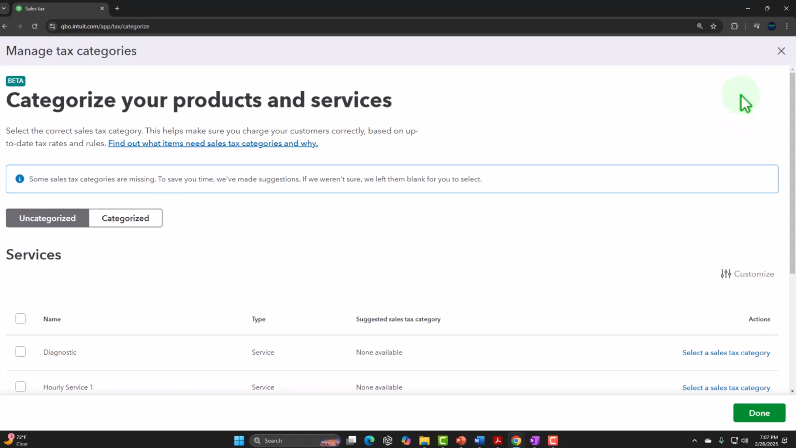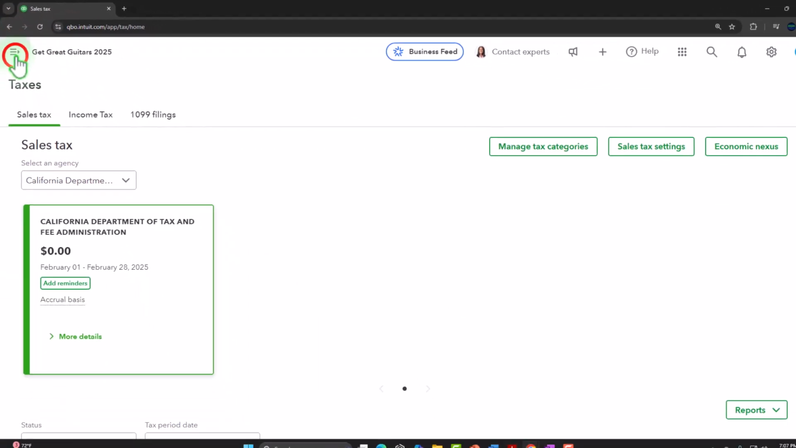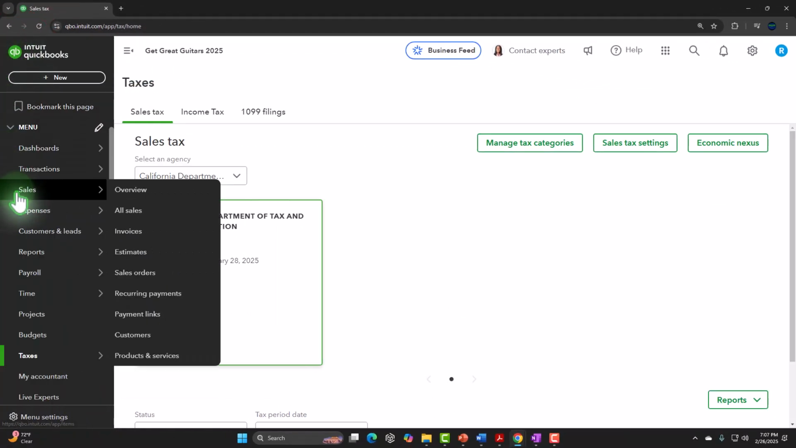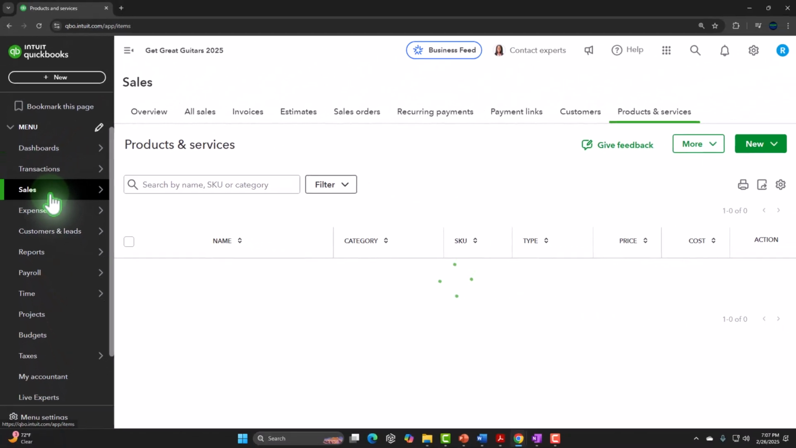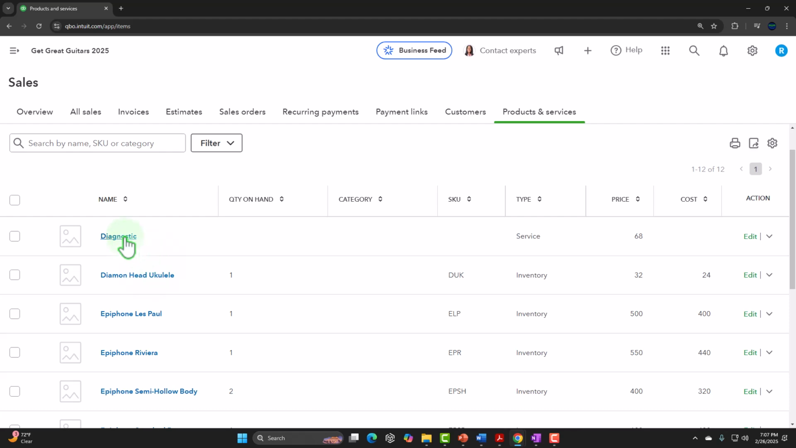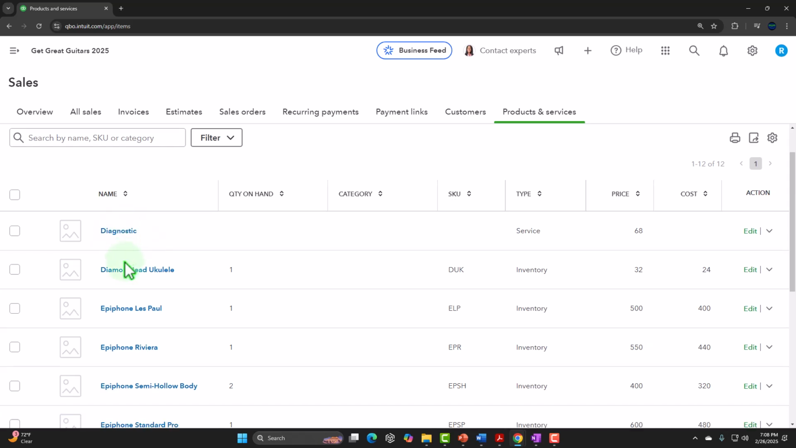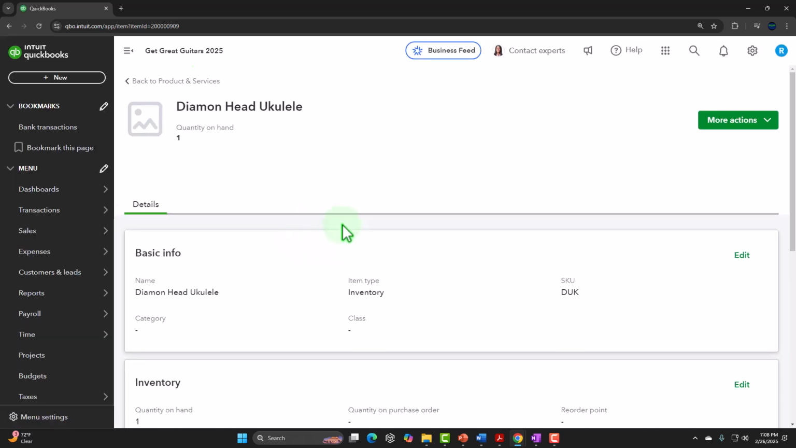Now, to double check that, let's close this out, and then I'm going to go into my hamburger menu up top, and let's go to where the items usually are under the sales tab, and then we're under products and services, closing the hamburger. So here are all of our items. So again, all of the inventory items we would think would be subject to sales tax. So let's go into this one, Diamond Head ukulele, and just check out the detail.